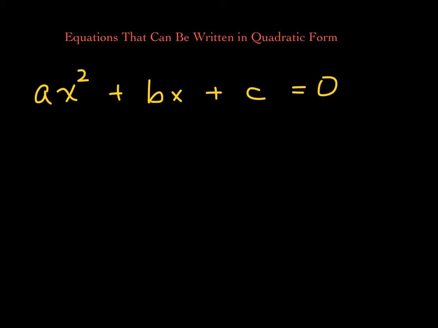Remember, quadratic equations are equations of this form. This is quadratic. What makes it quadratic is that the highest degree is 2. A, B, and C are any real numbers with the condition that A is not 0, because if A is 0, it wipes out the square term altogether, and then you're down to something linear.